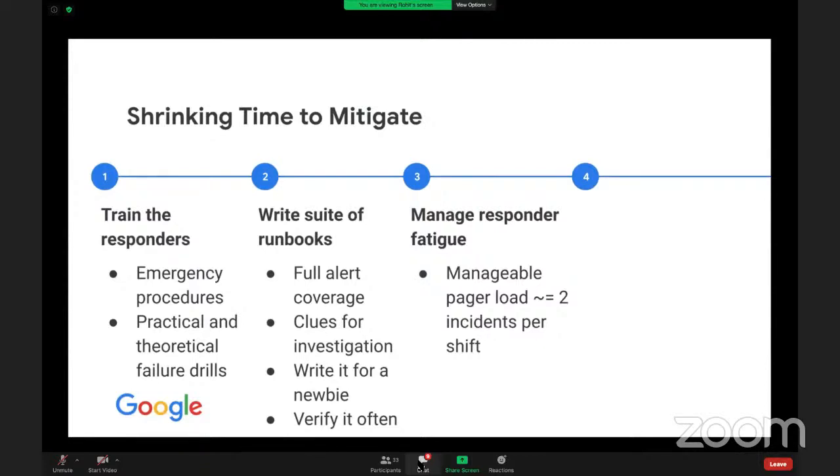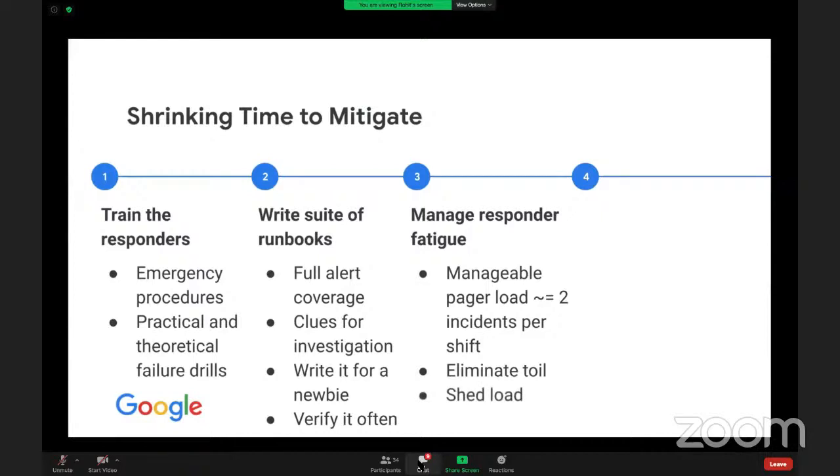Next, let's focus on the on-call responders themselves. Pager fatigue is a real thing. Being on-call is a hard job, and you want to keep your on-callers. You better make their happiness a priority. Over time, we have found that incident responders can handle about two incidents per shift before they start to feel overwhelmed. This, of course, will vary between teams and companies, but it's a starting point to aim for.